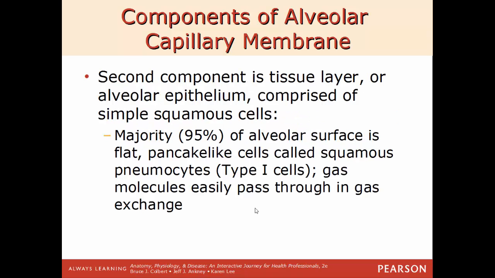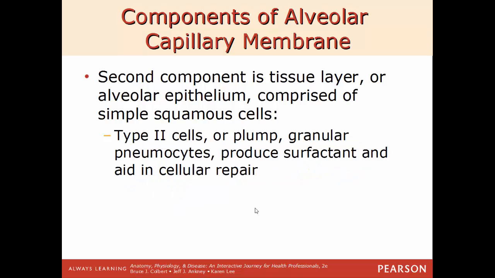The second component is the tissue layer, or the alveolar epithelium, which is comprised of simple squamous cells. Now 95% of this surface is flat and pancake-like. These are called squamous pneumocytes, or type 1 cells. Now, the gas molecules can easily pass through for gas exchange here. Type 2 cells are also called plump granular pneumocytes. These are the cells that actually produce the surfactant, and they also aid in cellular repair.